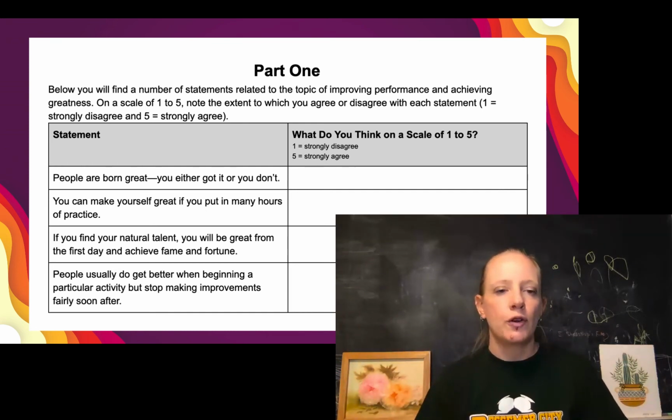So the first one, people are born great. You either got it or you don't. If you think, yes, I absolutely agree, put a 5. If you think, probably 4. If you think, I really don't have an opinion, put a 3. If you think, I'm not quite sure, put a 2, etc.